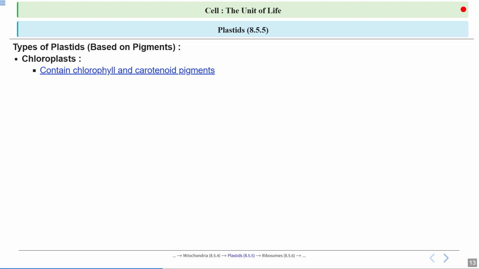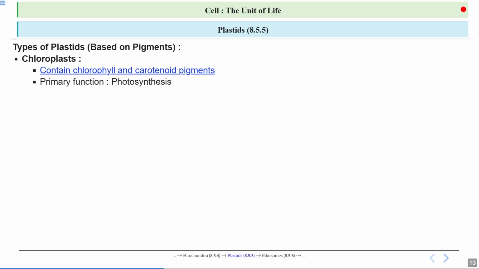That's why plants and algae are photoautotrophs. They can convert light energy into chemical energy with the help of chlorophyll pigment, which is present in the chloroplast. Along with chlorophyll, carotenoids are also present, which are accessory pigments. Chlorophyll is of two types: chlorophyll A and chlorophyll B. Chlorophyll A is the primary pigment. Chlorophyll B is the accessory pigment. Remember this: the primary pigment is always chlorophyll A only.